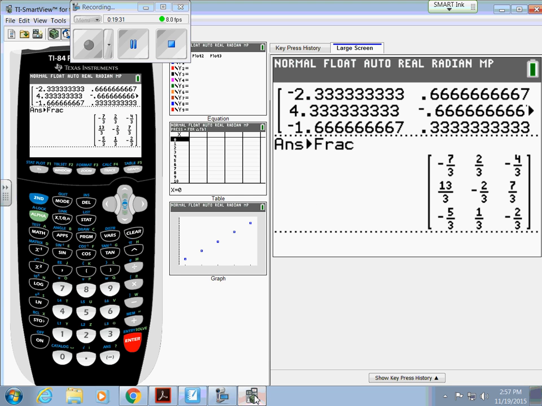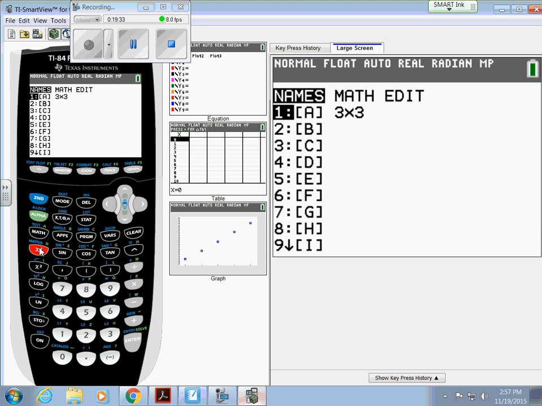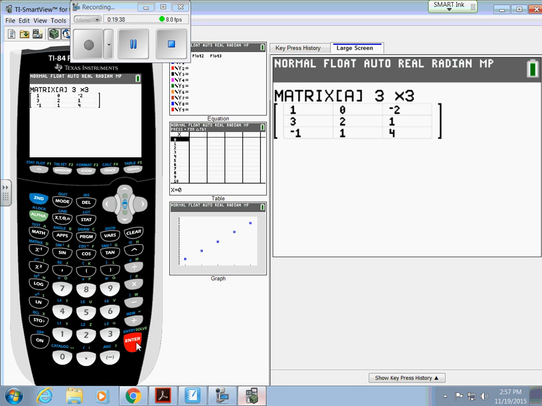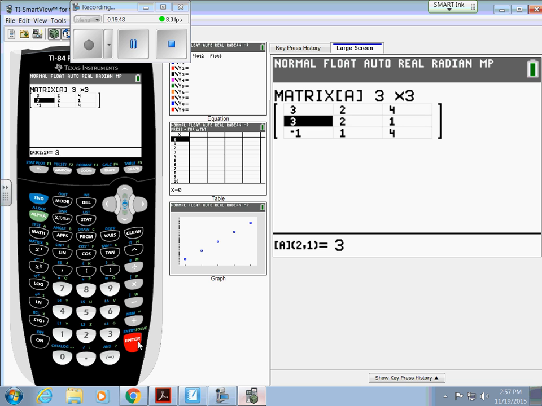and let's go to our matrix. So second matrix. I'm going to go over to Edit, and I'm going to make this first one my 3x3 matrix. And row 1 was 3, 2, 4. Row 2 was 2, 1, 5. Row 3 was 3, 3, 3.